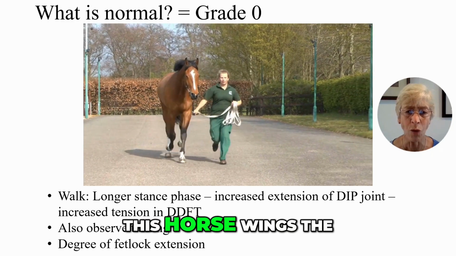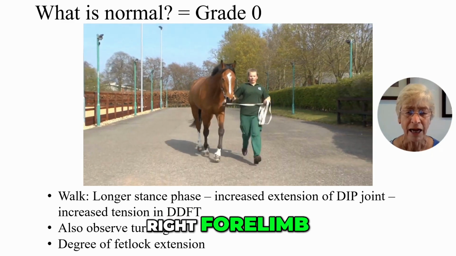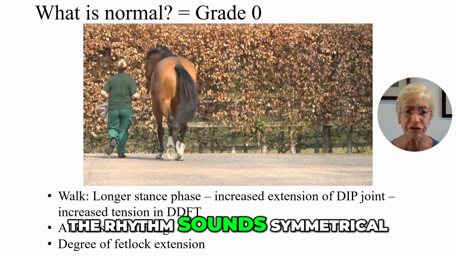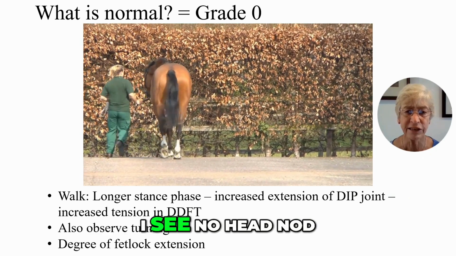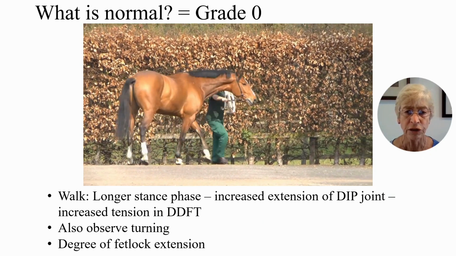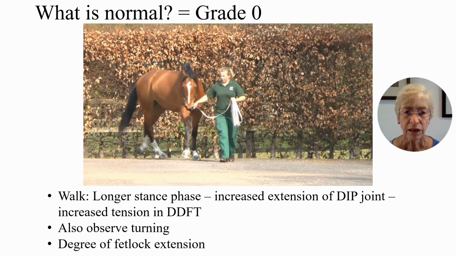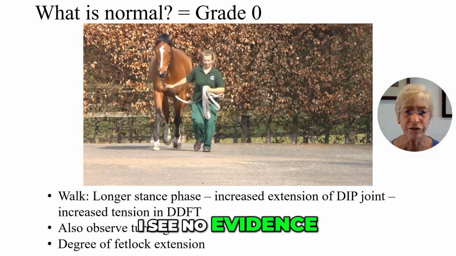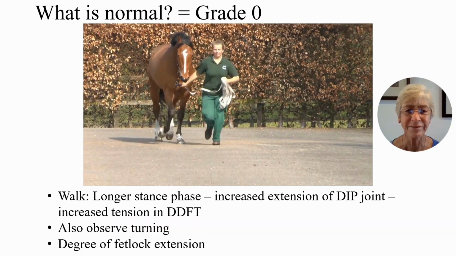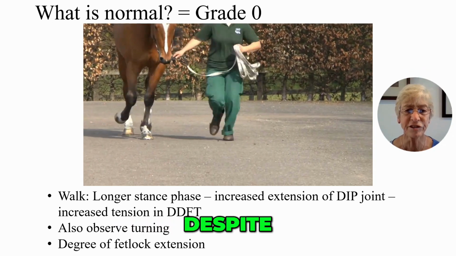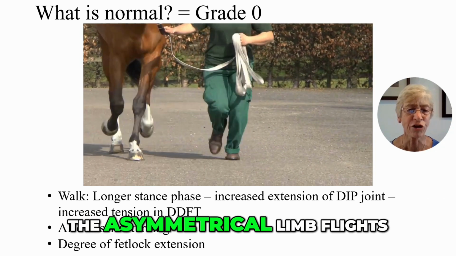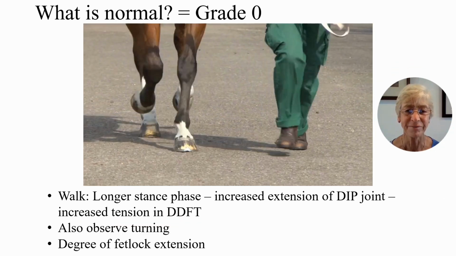This horse wings the right forelimb. However, the rhythm sounds symmetrical. I see no head nod. I see no evidence of forelimb lameness, despite the asymmetrical limb flights in front.